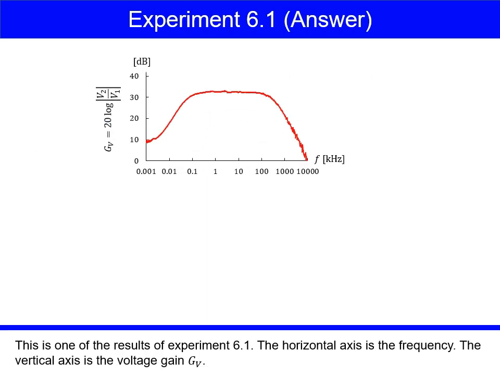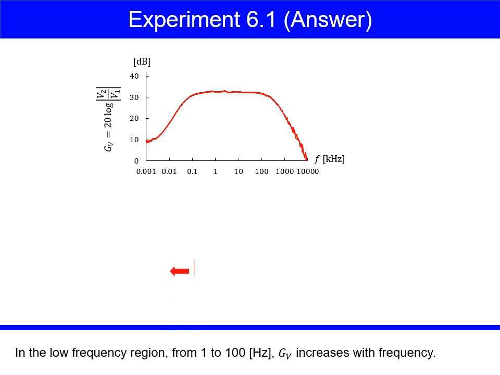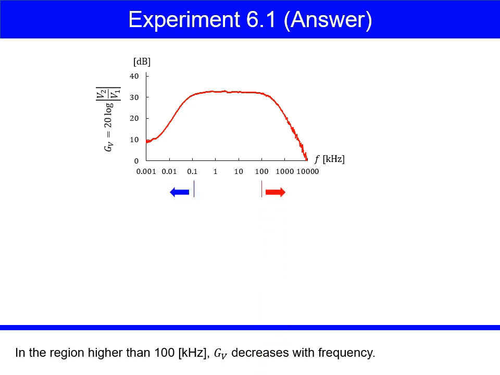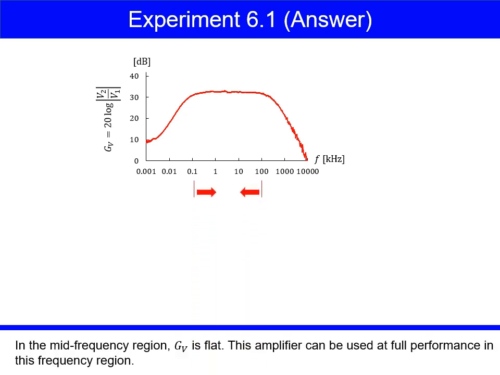This is one of the results of Experiment 6.1. The horizontal axis is the frequency. The vertical axis is the voltage gain GV. In the low frequency region, from 1 to 100 Hz, GV increases with frequency. In the region higher than 100 kHz, GV decreases with frequency. In the mid-frequency region, GV is flat. This amplifier can be used at full performance in this frequency region.